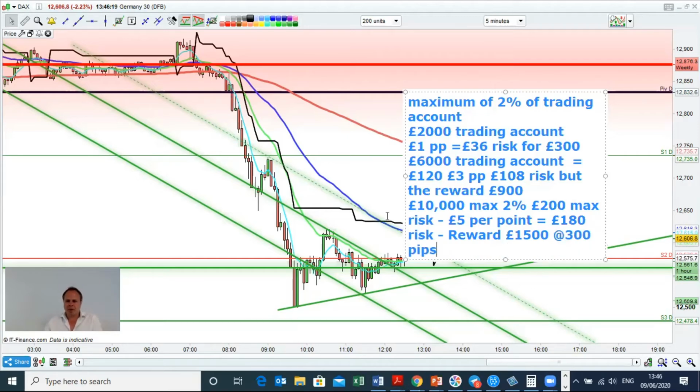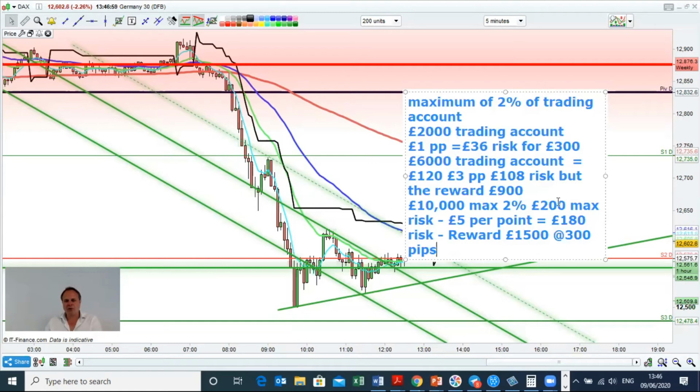Just to recap: a maximum of 2% of your trading account, always. If you've got £2,000, don't risk more than 2% of that, so the maximum you could risk is £40. £1 per point, £36 of risk, but for a 300 pip return, that's £300. On a £6,000 account, the maximum risk, 2% of 6,000, is £120. You could risk £3 per point, £108 risk, but the reward was 3 times 300 pips, £900.